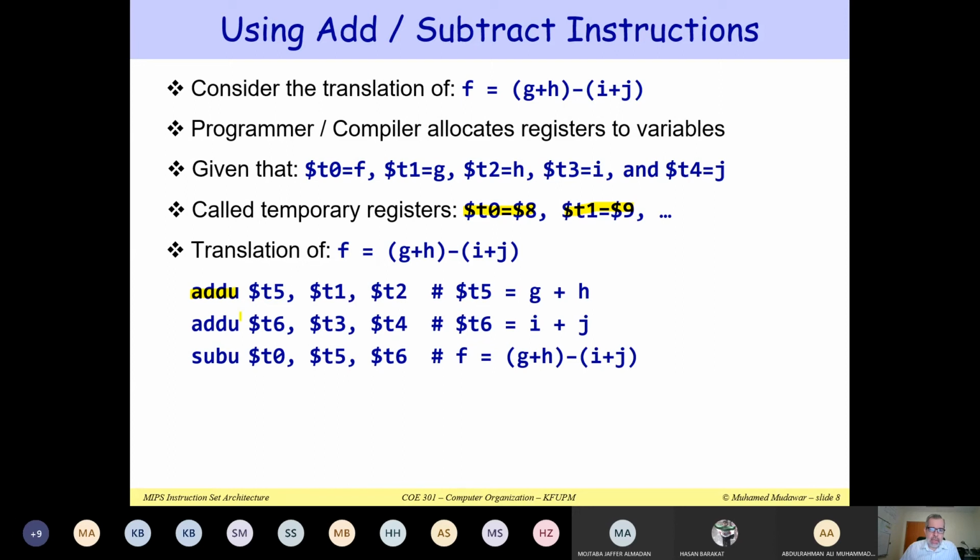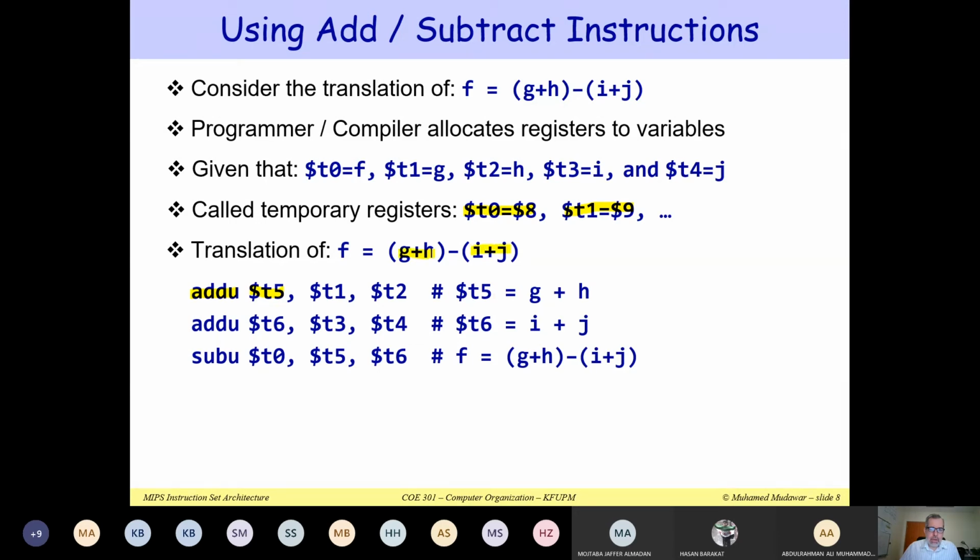We can use add or we can use addu. The difference is whether we care about overflow or we want to ignore overflow. The add is going to catch overflow; it's going to cause an exception in the case of an overflow. But if I would like to ignore overflow, I can use the addu instruction. So we have to add T1 plus T2 because these contain the values of g and h. Put the result in a temporary register, let us say T5. Then another addu to calculate i plus j.